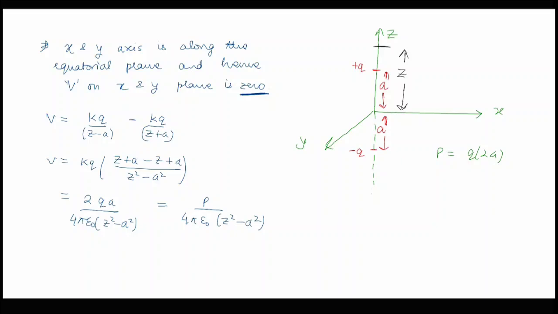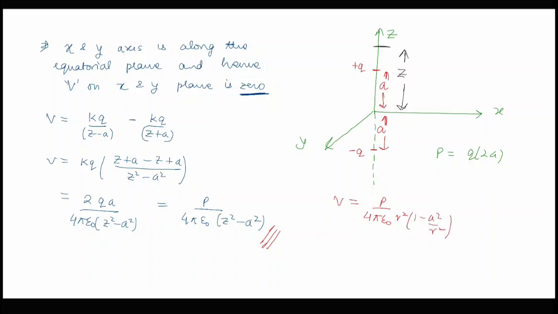Now in the second part it is asking us to obtain the dependence of potential on the distance r of the point from the origin where r by a is greater than 1. So over here I am modifying this equation which we have obtained in terms of r, or the position vector. So we can write this expression as that the potential can be written as P upon 4 pi epsilon naught r square times (1 minus a square upon r square).